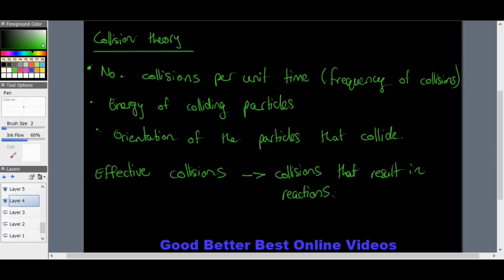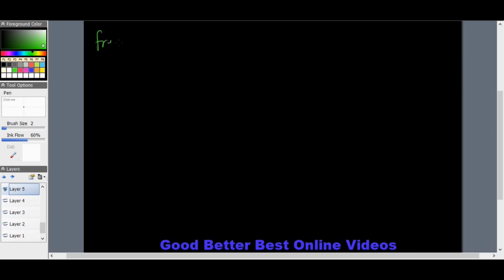Cool. Okay. So when it comes to the frequency of collisions, that's the number of collisions per second, or per unit time, which actually is per second. What is that dependent on? The frequency of collisions. This is going to wrap up a bit of collision theory, just a bit of it. We're going to have a look at frequency, energy, and also orientation.